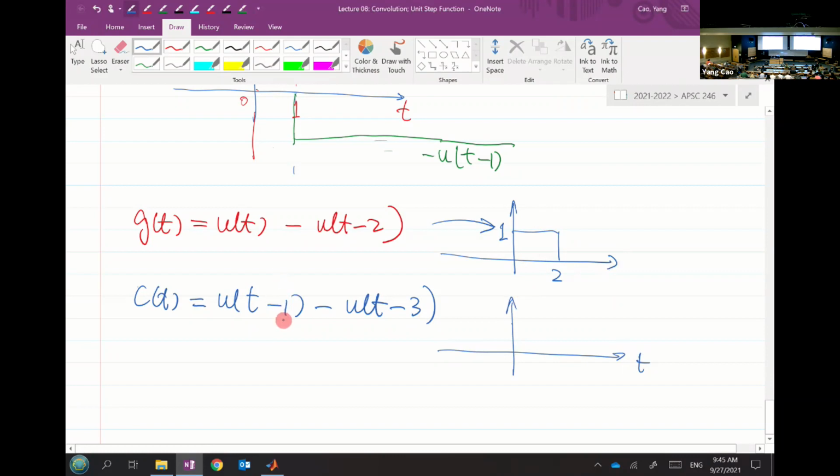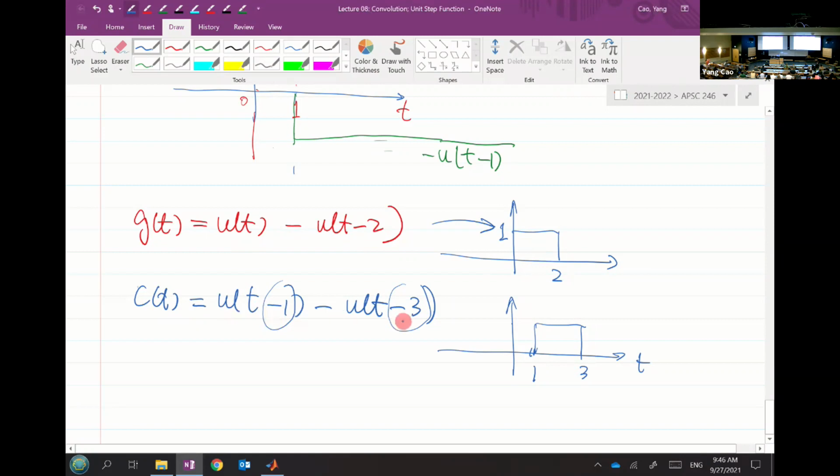You look at this edge. This starts at 1, and this box ends at 3. So 1, 3. And the length of the box is 3 minus 1, which is 2. So this edge here is 0, and this is 2. The length of the box is 2.